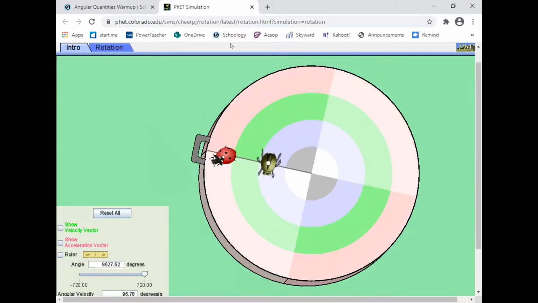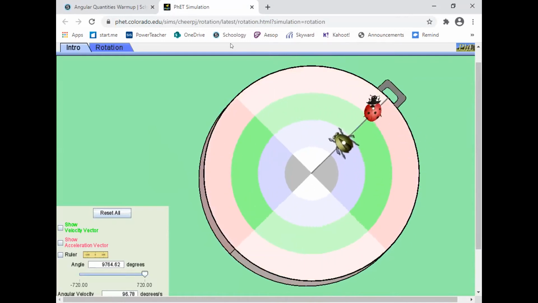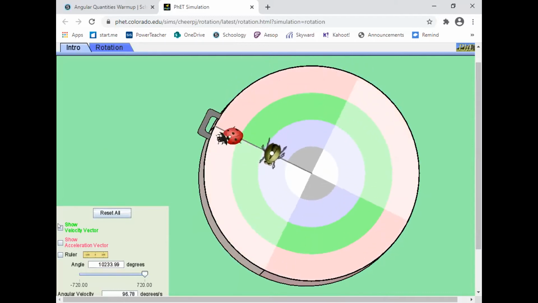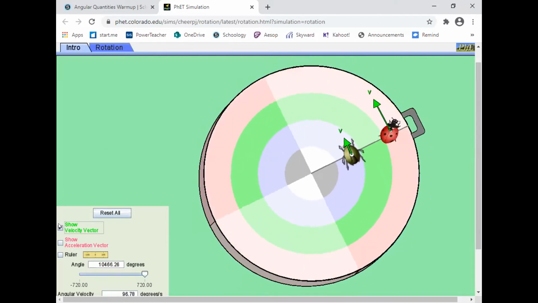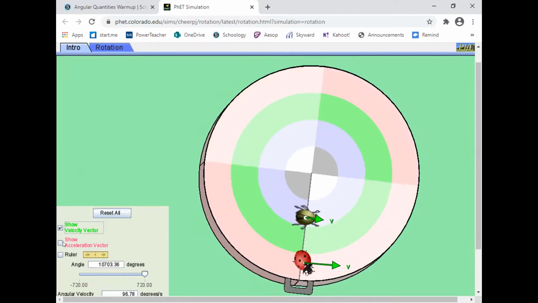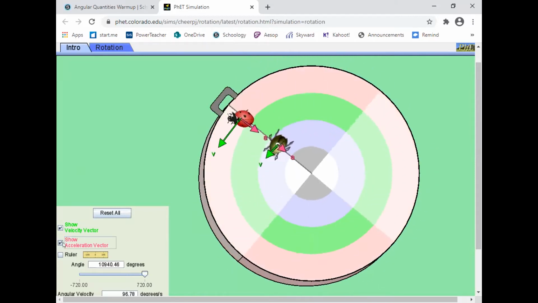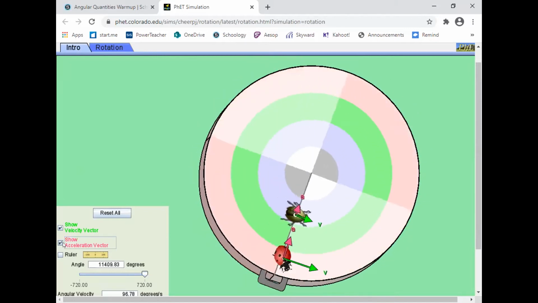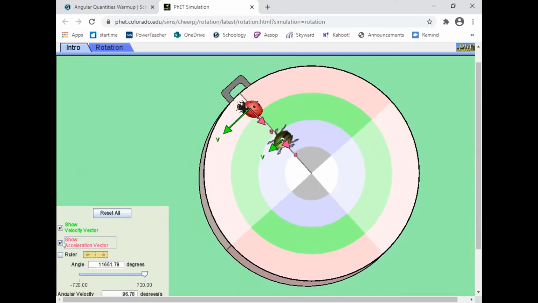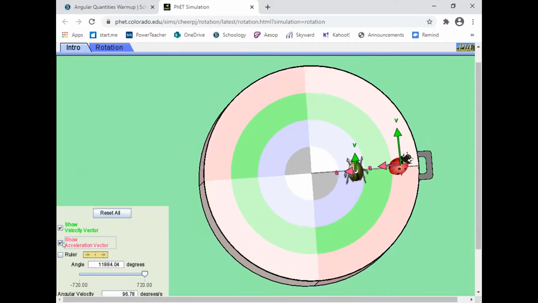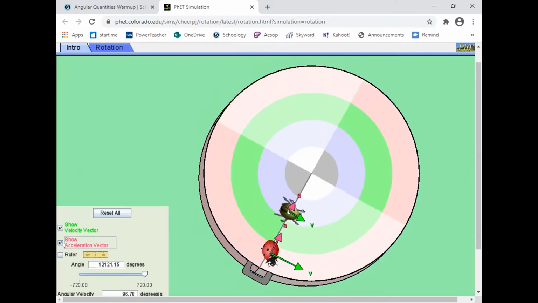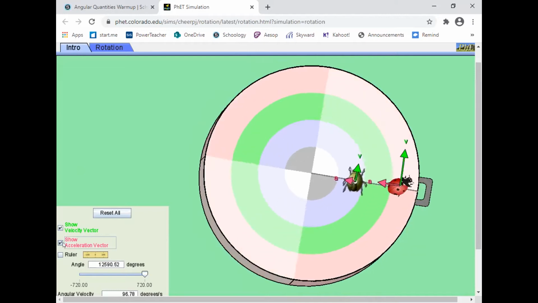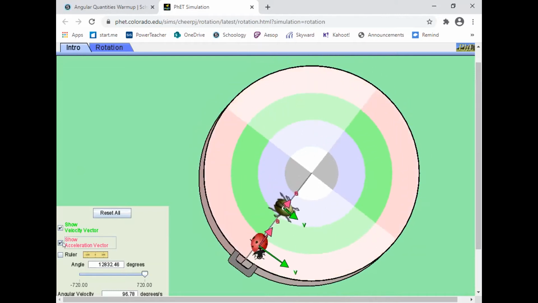Now, who is changing direction more quickly? And actually, let me show the velocity vector here, right? If you take a look at the velocity vector, and I'll even show the acceleration vector too, you can see if you just watch it, the rate at which the direction of the ladybug's V is changing is faster than the rate at which the beetle's direction is changing.